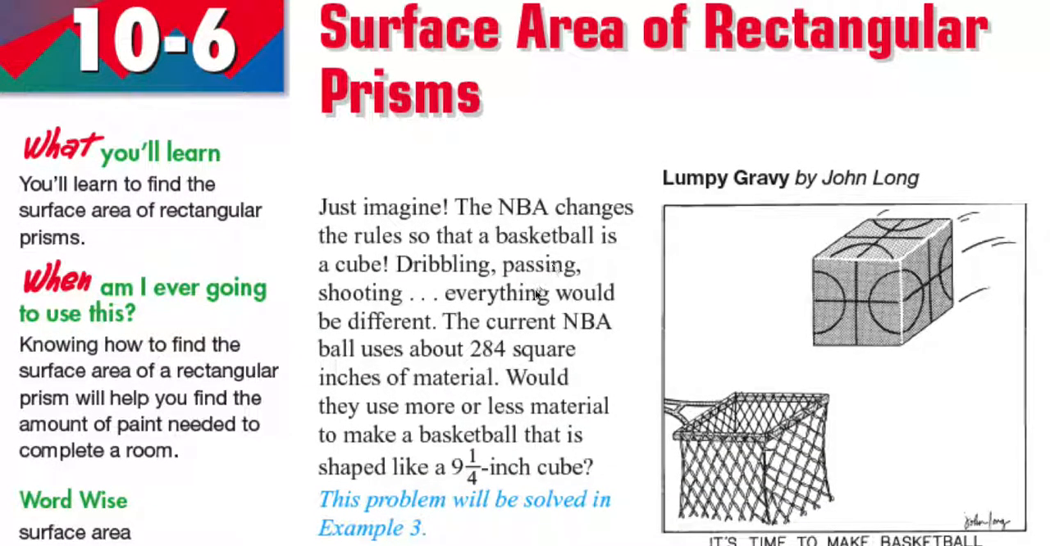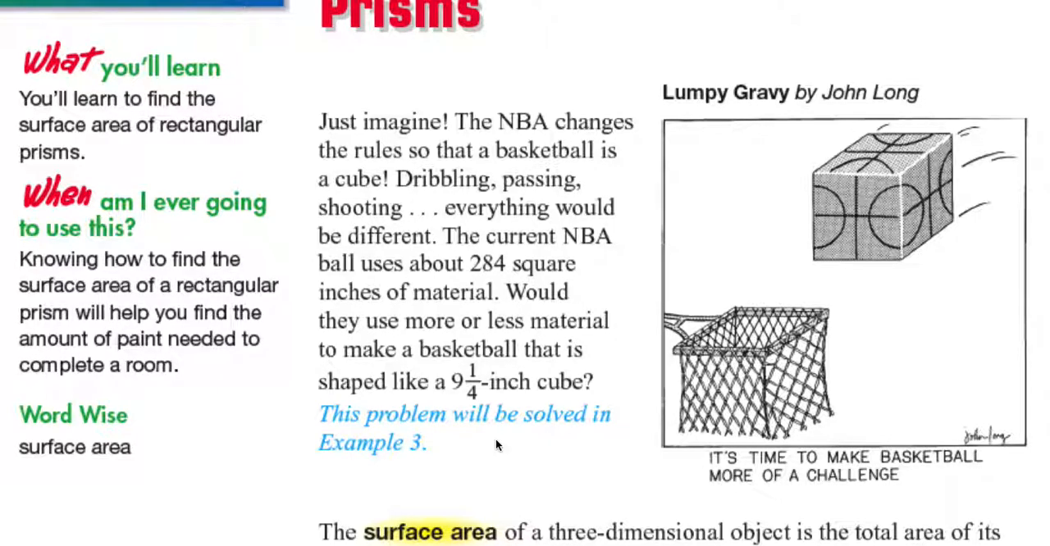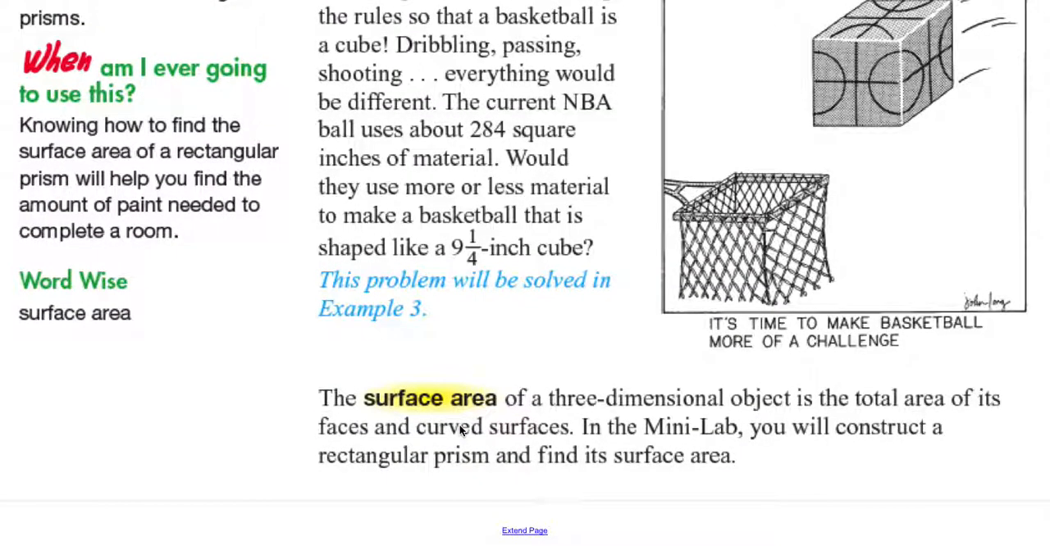So just imagine the NBA changes the rules so that the basketball is a cube. Dribbling, passing, shooting, everything would be different. The current NBA ball uses about 284 square inches of material. Would they use more or less material to make a basketball that is shaped like a 9 and 1/4 inch cube? Okay, so we'll answer this question in example 3. Basically, if the basketball is a cube, will it have more or less material to make than a regular basketball? So let's look at our concept.